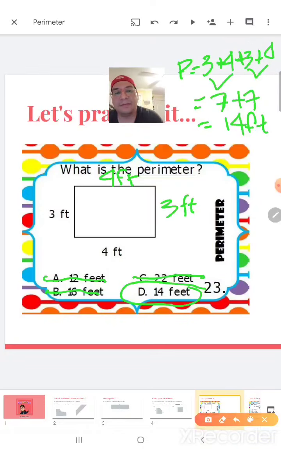And remember not to forget to put in feet, because we are talking about feet. We're not talking about inches. We're not talking about centimeters. We're talking about feet. Okay, so that's how we figure out that perimeter.